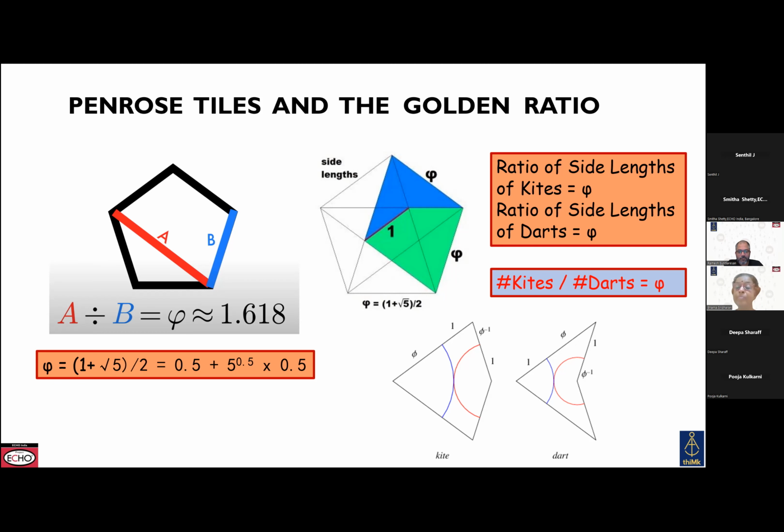And if you tessellate a large area with these kites and darts, the ratio of the number of kites to the number of darts comes close to this golden ratio again. And this golden ratio is an irrational number, like we saw earlier. Because of that, the pattern cannot possibly be periodic. So that's part of the evidence that shows that the pattern cannot be periodic.